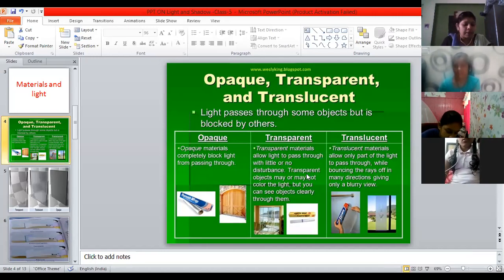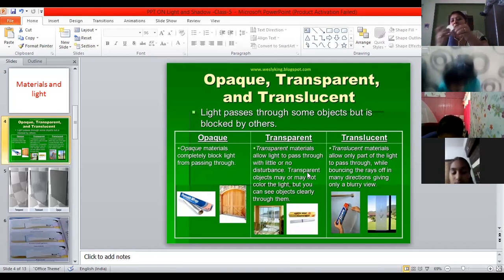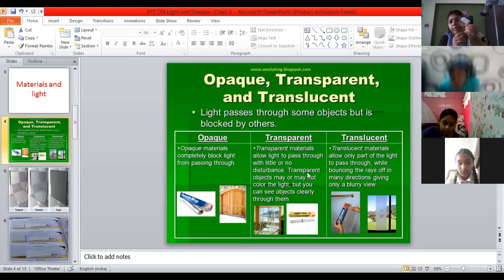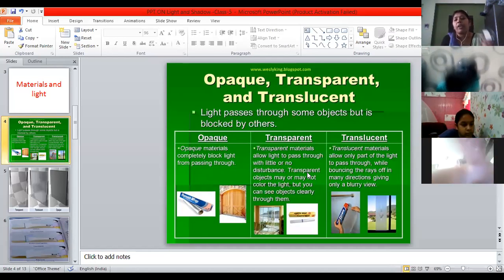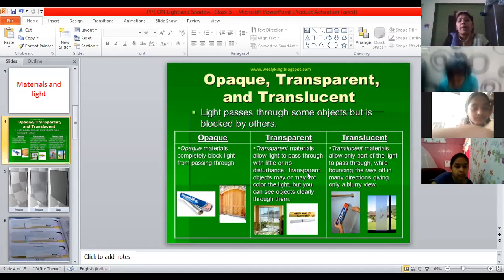Yes, examples, clear glass, clean water, and some kind of plastic also. For example, I'm having this with me. Yes, children, here is a paper. It is a sticker, that's why I'm not able to remove it. But see children, it is a plastic lid. It will also act as a transparent material. And transparent materials do not form the shadow because they're allowing the light to pass through them. When the light is passing through them, there is no chance for formation of a shadow.